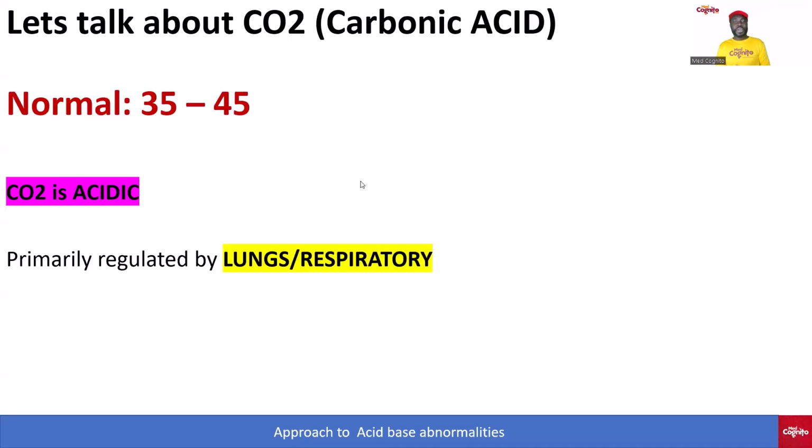Next line. Remember I told you to remember 35 and 45. So we bring it to the carbonic acid side as well. Normal range for carbonic acid is 35 to 45. Normal range for pH is 7.35 to 7.45. If pH is less than 7.35, patient is what? Acidotic. If pH is more than 7.45, patient is alkalotic. The 2 numbers I need to learn for CO2 are 35 and 45.